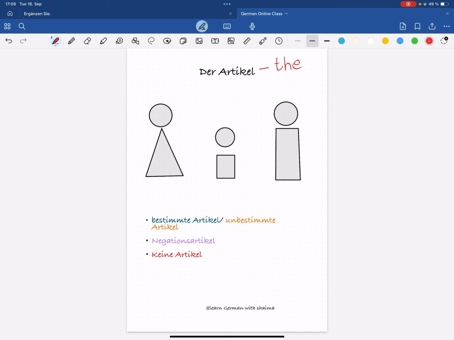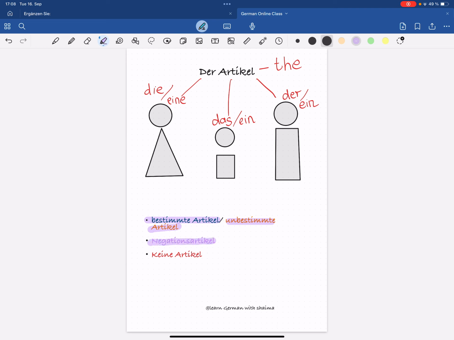In German, we have three types of article. So we have die for the woman, or you also have eine. Then we have das for neutral, or ein. And then we have der for masculine, or we have ein. Then I will also be talking about bestimmte Artikel and unbestimmte Artikel. I will also be talking you through Negationsartikel and when we do not use any article at all.